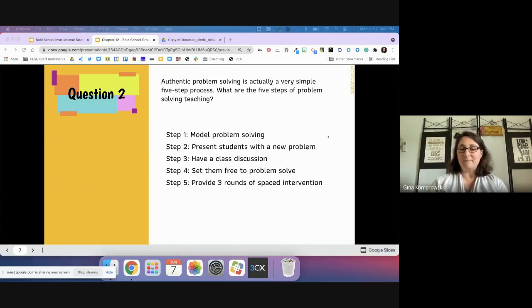And then the final step is intervention. 3 specific rounds. Initially, you want to make sure that the students are on the right track, that they're approaching the problem correctly and not so far off in left field that they will never actually course correct and get to where they need to be.